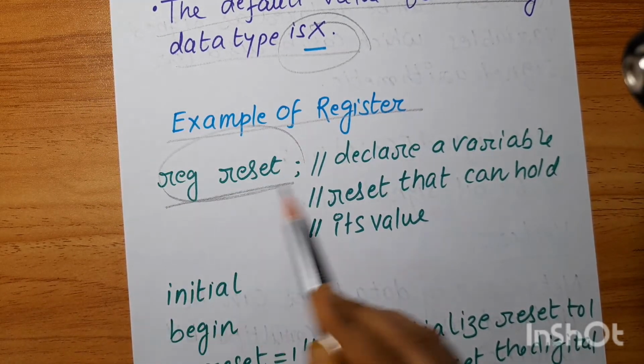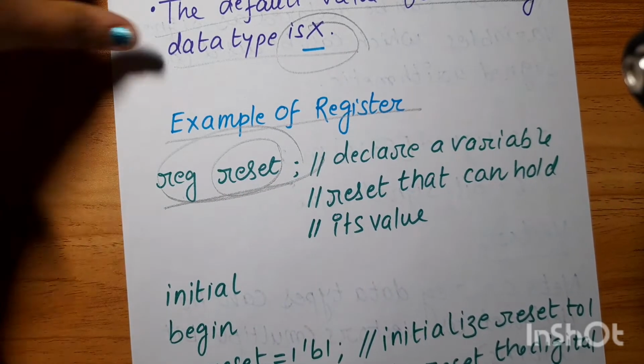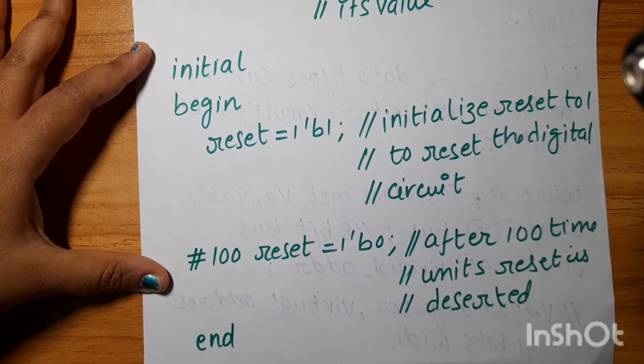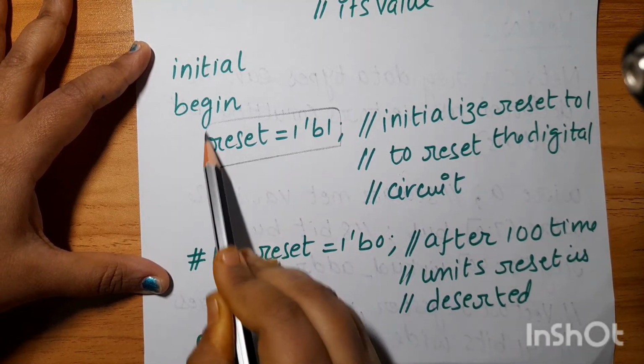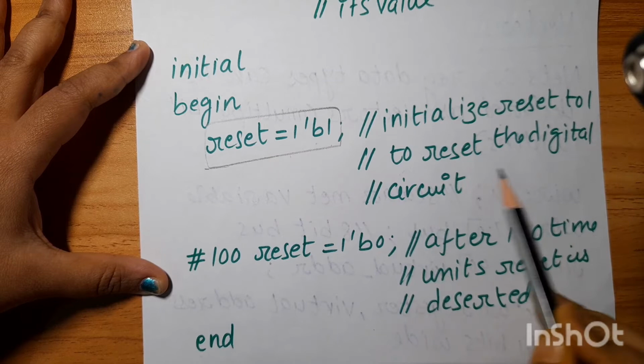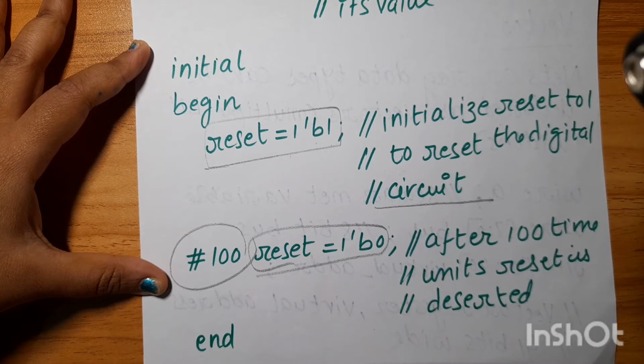Example for a register: reg reset. This is how we declare a reset register: reg reset, semicolon. Inside the initial begin statement, there are procedural assignment statements in Verilog which are triggered at 0 simulation time. So reset is initialized to the value 1'b1, to reset the digital circuit. After 100 time units, reset is made 0. So we release the reset. Reset is deasserted after 100 time units, when it is set to 1'b0.